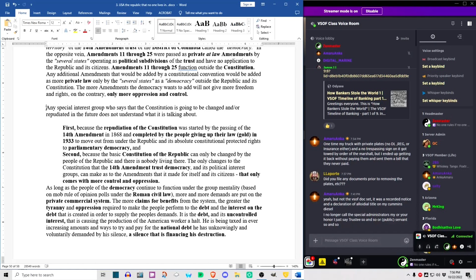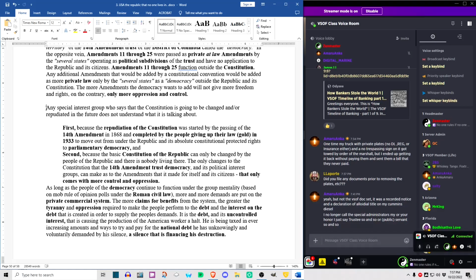As long as the people of the democracy continue to, I should say citizens, and I should say small c citizen, as long as a small c citizen of the democracy continues to function under the group mentally based on mob rule of opinion polls under the Roman civil law, more and more demands are put on the private commercial system. The more claims for benefits from the system, the greater the tyranny and oppression required to make the people perform to the debt and the interest on the debt that it created in order to supply the people's demands.